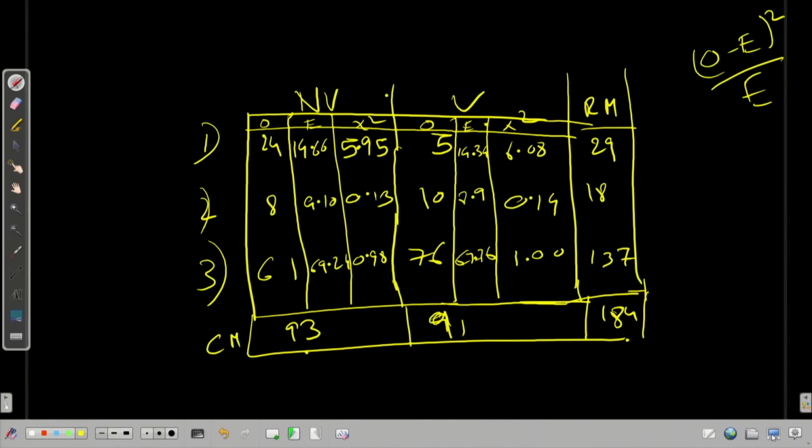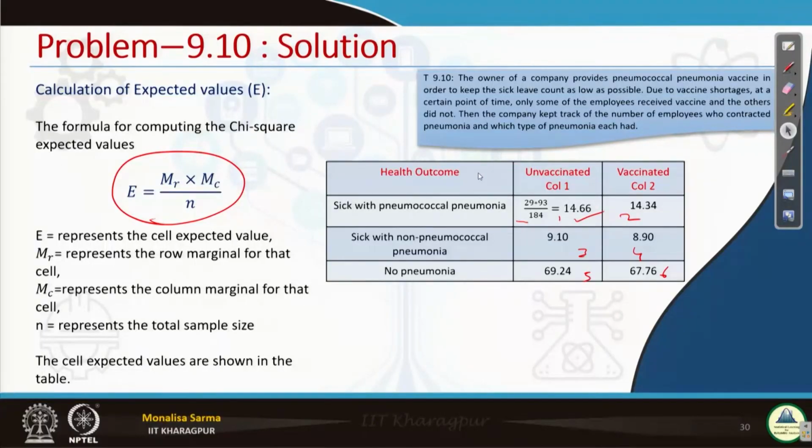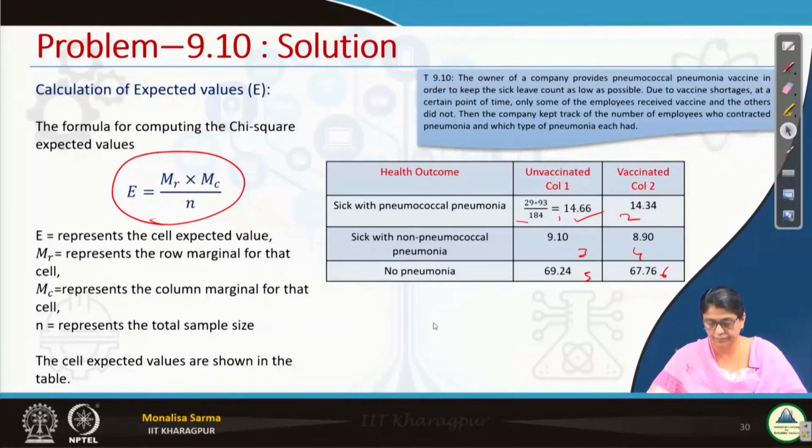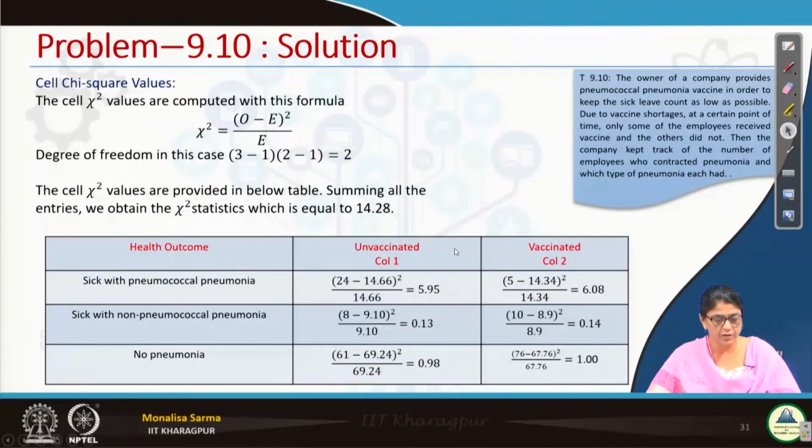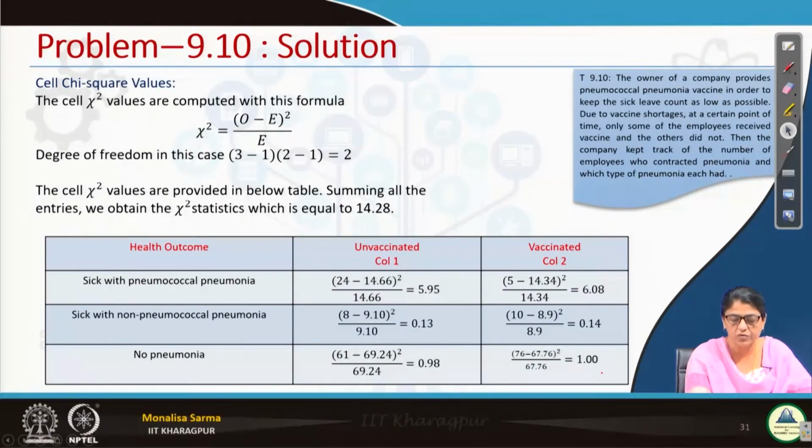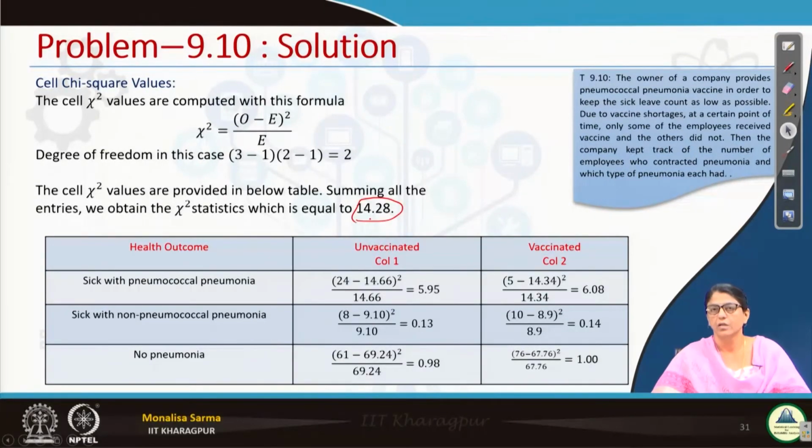Let me come back to this table again. So this is how we calculate the chi-square value. These are the chi-square values given here. The sum of all these chi-square values is 14.28. That is my total chi-square value, 14.28.